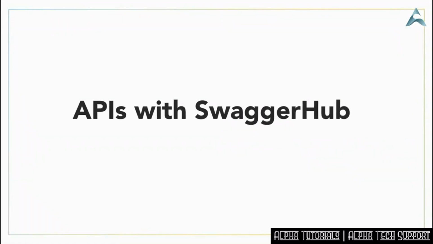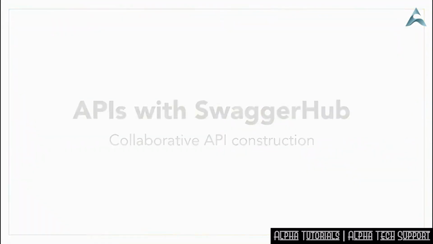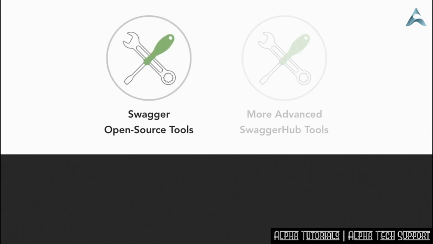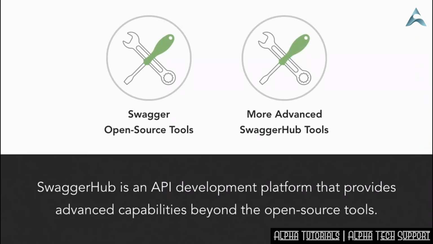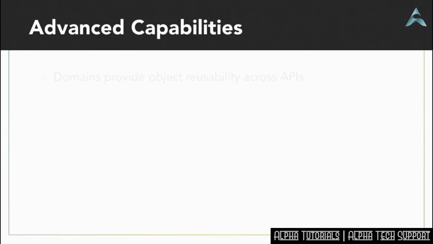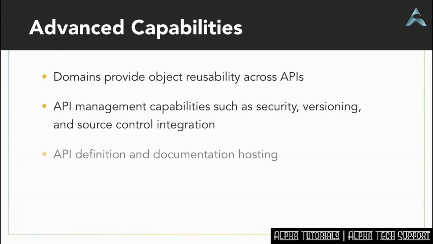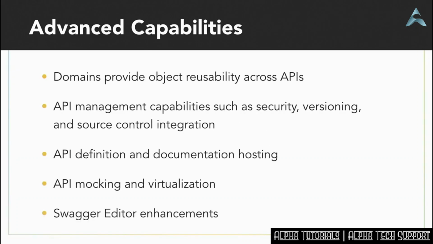In this chapter, we will shift our focus to SwaggerHub. SwaggerHub is a cloud-based development platform for API design and documentation with OpenAPI. Inside the platform, you will find advanced capabilities that surround the open source tools we discussed in the last chapter. If you're familiar with the open source tools, you will easily transition to using SwaggerHub. The capabilities within SwaggerHub extend or complement those provided by the open source tooling.